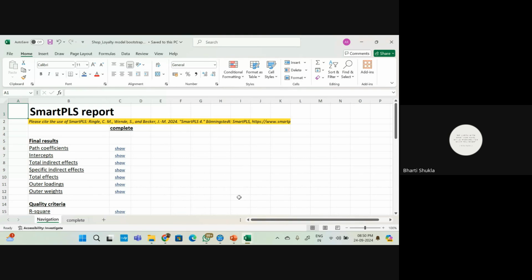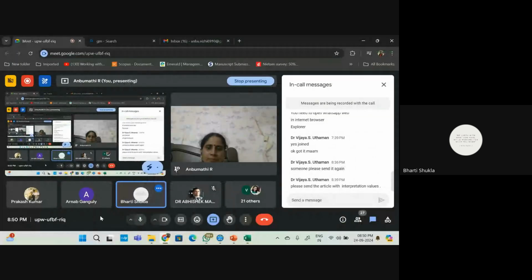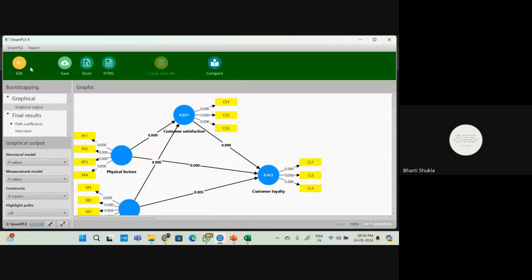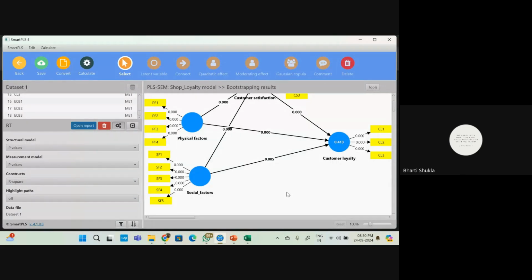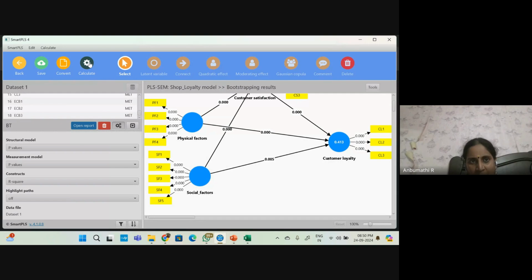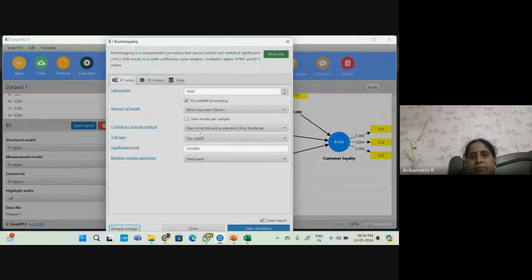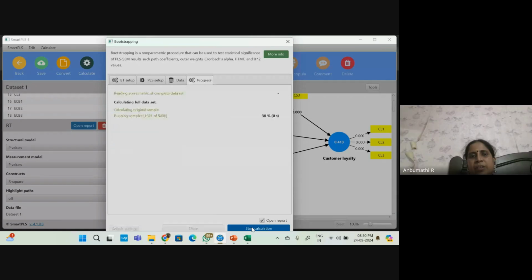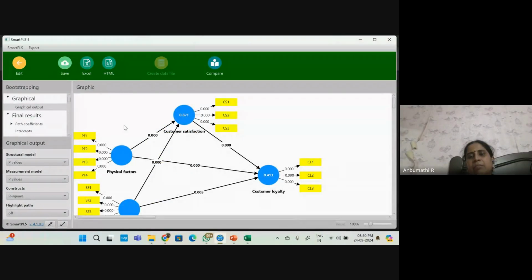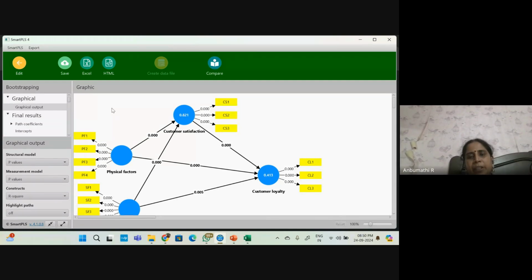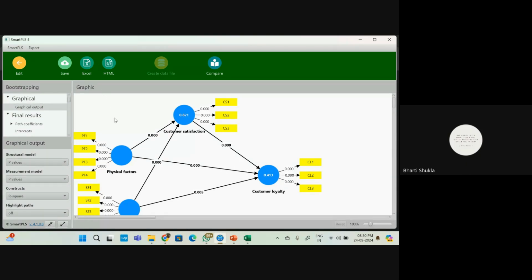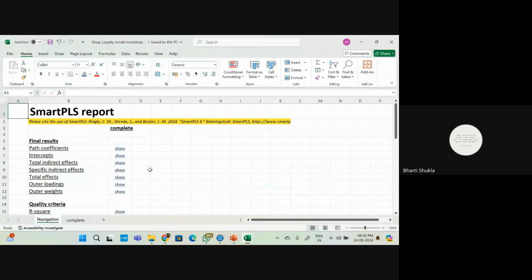Yes, ma'am. But for me, I can see this canvas which we had, where we were editing the variables and the construct. That screen is visible. Then you go to calculate and then do the bootstrapping, and give start calculation. You will get the screen. You might have gone to edit, that's why you got that screen most probably. And then save it. Yes, ma'am. Got it.